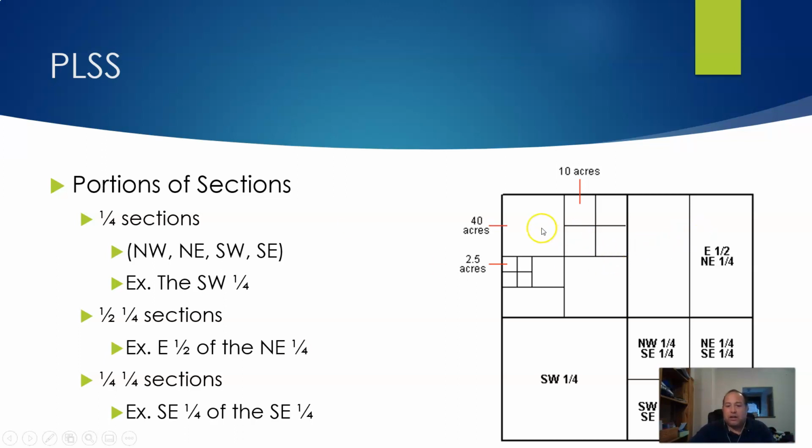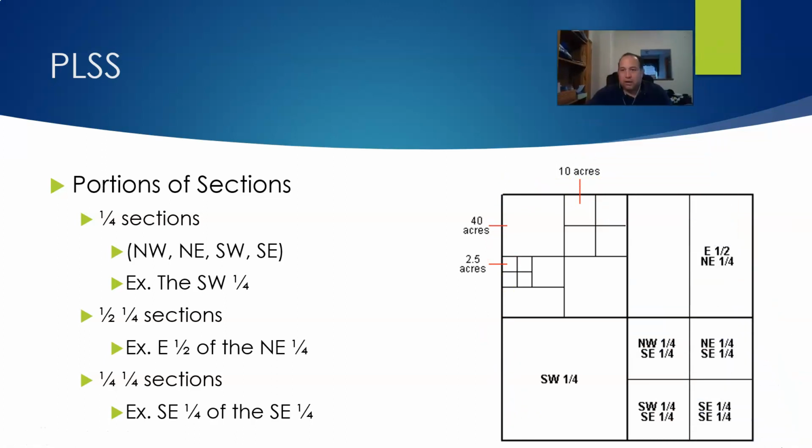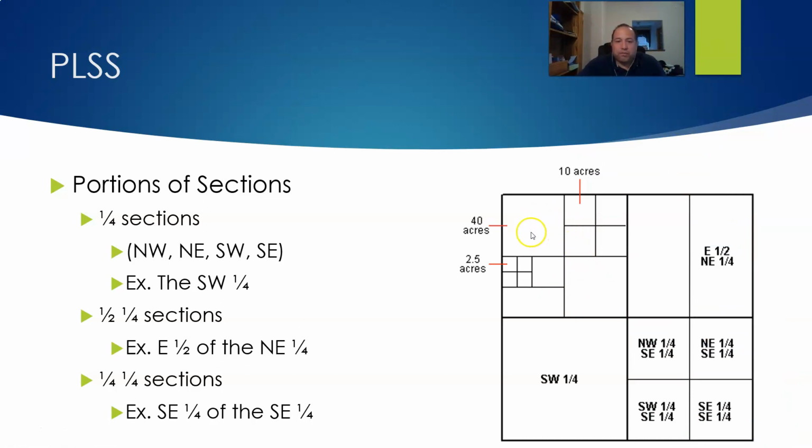So I've got another way to look at it here, where you break it up. If I'm starting off with the whole thing, I start off with 640 acres total. If I take a quarter of that, I'm at 160. If I take a quarter of that 160, I'm at 40. If I take another quarter of that 40, I'm at 10. And if I take another quarter of that 10, I'm down at 2.5 acres.